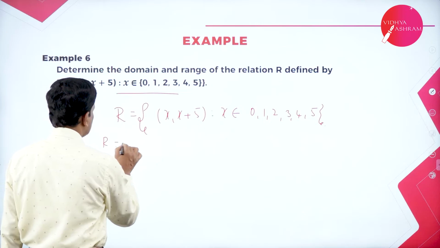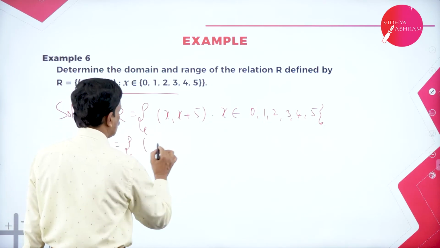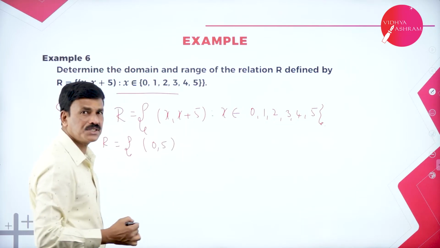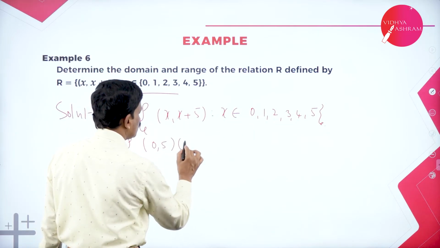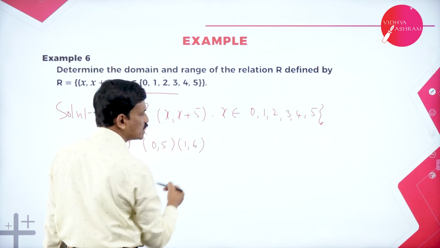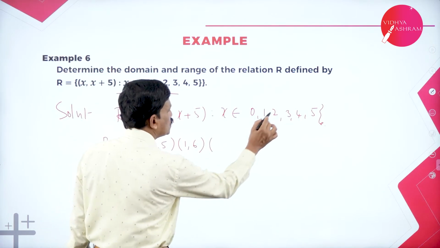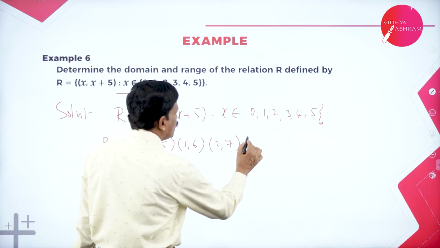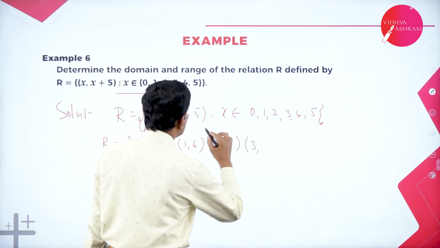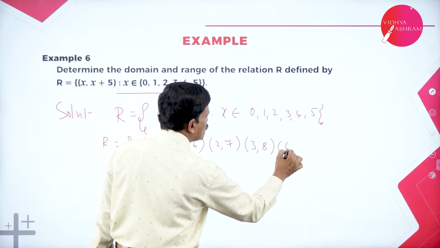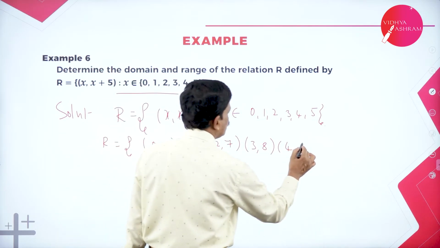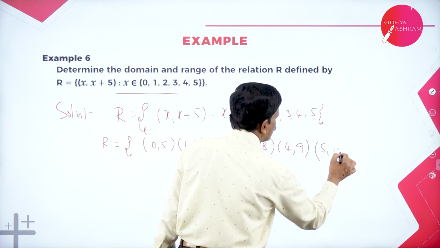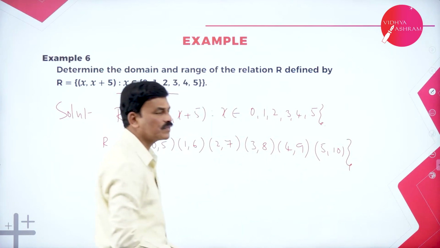So therefore R is equal to: if x is equal to 0, then 0 plus 5 is 5. First element is 0 comma 5. When x is equal to 1, 1 plus 5 is 6, 1 comma 6. When x is equal to 2, 2 plus 5 is 7. When x is equal to 3, 3 plus 5 is 8. When x is equal to 4, 4 plus 5 is 9. And when x is equal to 5, 5 plus 5 is 10. So these are the elements of the relation R.